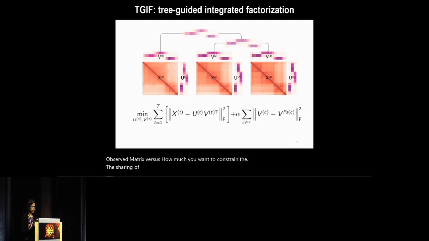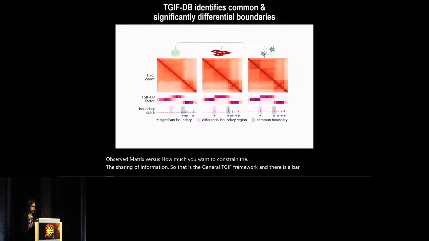So that's the general TGIF framework, and there's a bioRxiv version of this, and if you're interested in the details, you can check it out. But TGIF can be used for both. So we have 2 versions of TGIF, one to study boundaries, which we call TGIF-DB, and the other one is TGIF-DC, which is for finding compartments.